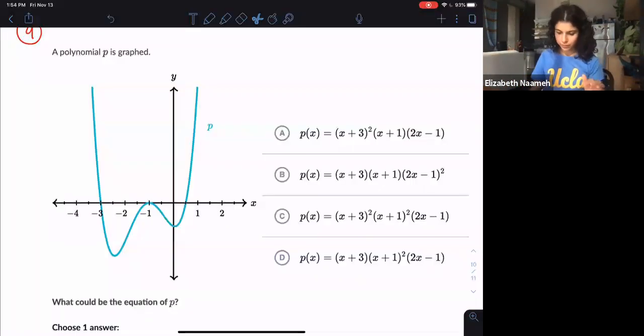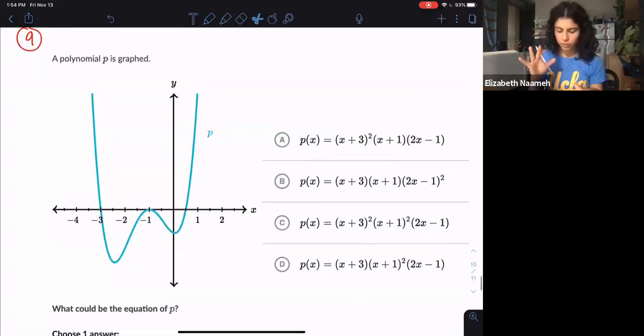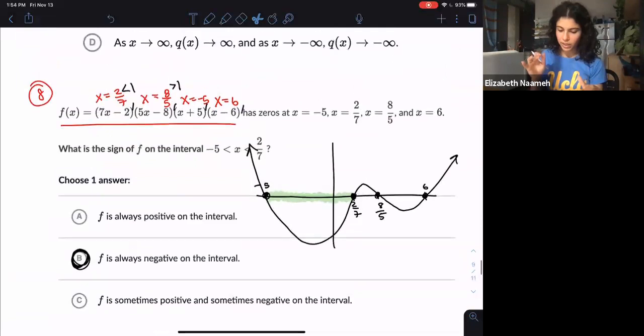Another minute. Sorry, I paused the video. I'm just going to go up really fast. So guys, ultimately we graphed our polynomial, and we cut at every single point. Between -5 and 2/7, the graph is below the axis. So we said it was always negative.